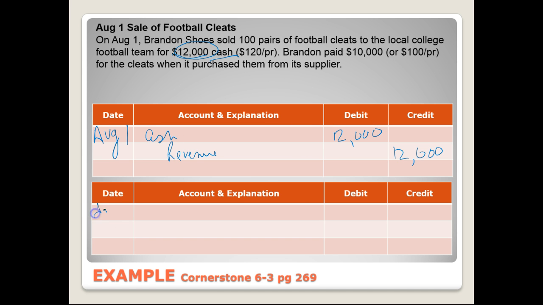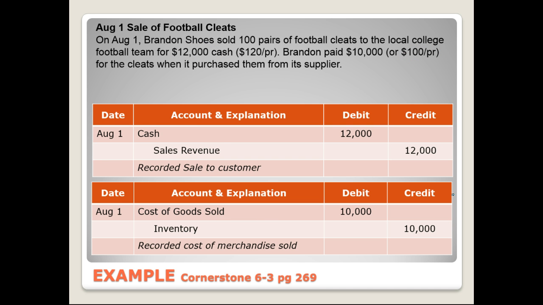Now remember, we also need an expense journal. So what was the cost of those 100 pairs of football cleats? Well, we know that they were $100 a pair, and they sold 100 pairs of them. So we know that there is a $10,000 cost of goods sold to Brandon. And then what do we need to do to the inventory account? Well, those 100 pairs of football cleats are no longer in the inventory closet, right? So we're going to have to reduce the inventory account, in other words, credit the inventory account for $10,000.